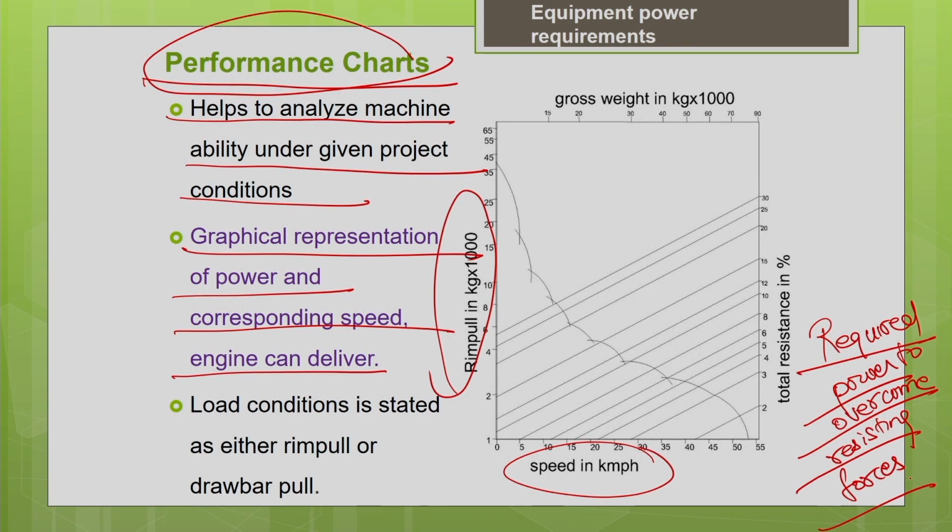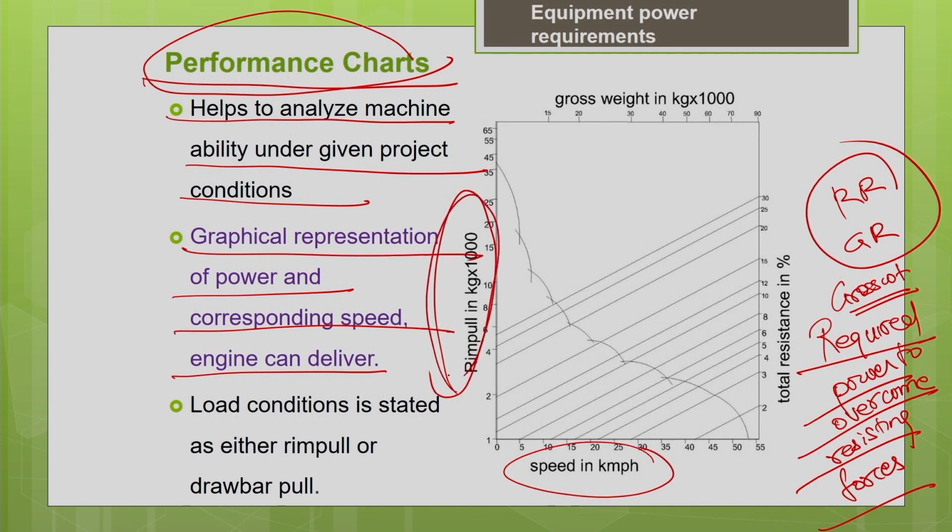For your haul route, if you know your rolling resistance and the grade resistance, and if you know the gross weight of your machine, you can calculate the required power or the rim pull. Once you calculate that, say for example it is 8000 kg, 8 into 1000, you draw a horizontal line intersecting the gear curve. These are gear curves for different gears, say first gear, second gear, third gear, fourth gear. So different gear curves are there.